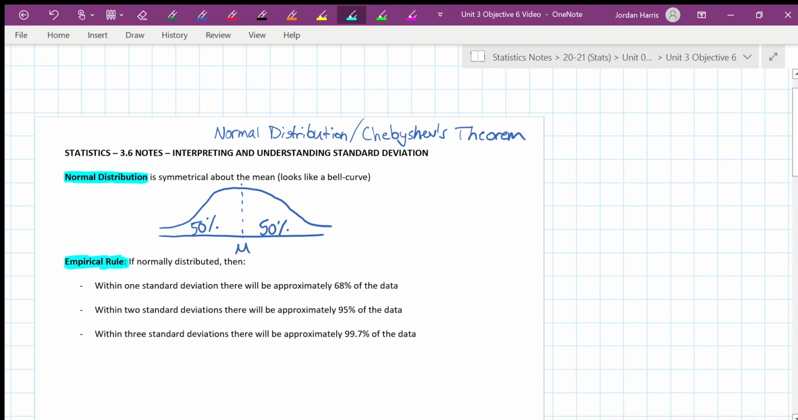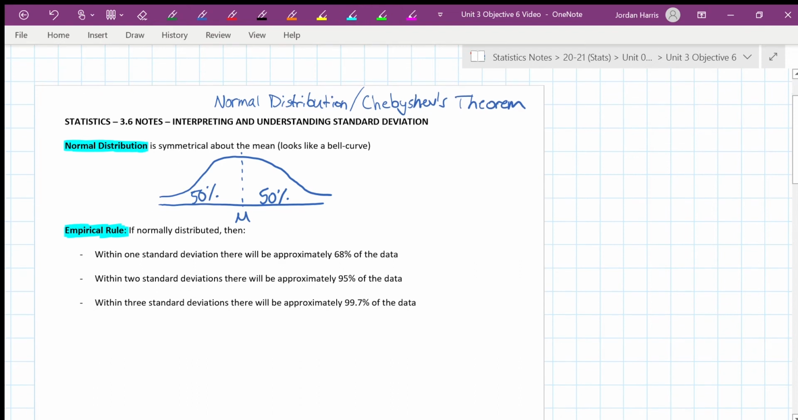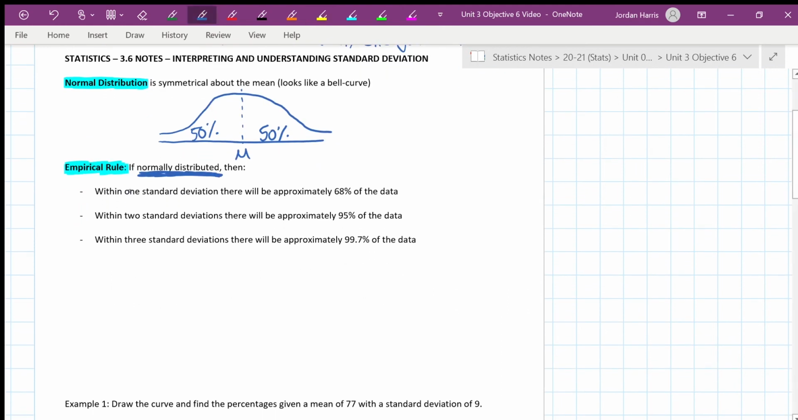So the empirical rule, when we break things up with standard deviations, we meet the empirical rule if it is normally distributed. That is very, very important. It must be normally distributed. If it does not tell you it's normally distributed, you cannot use the empirical rule. With the empirical rule, it says within one standard deviation, 68%, 2 standard deviations, 95%, 3 standard deviations, 99.7%. One thing to understand is within means to both sides. So from the mean, if we go one above and one below, that's 68%.